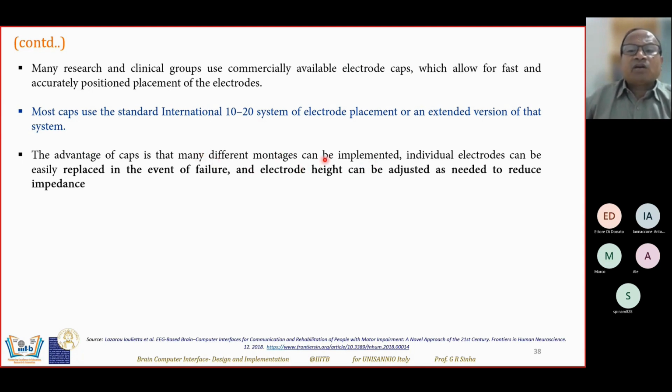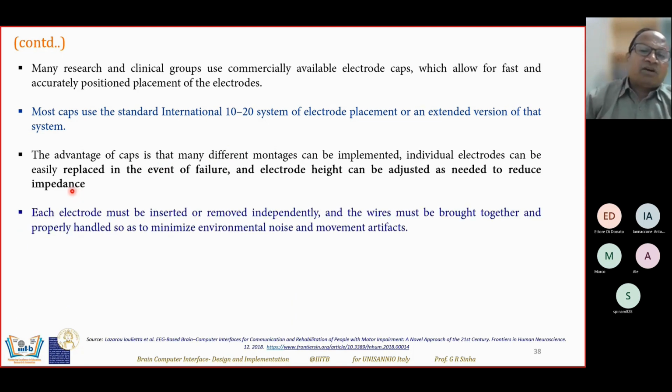There are different types of electrodes that can be inserted. If you want to use another type of electrode in the same slot, you can just change that. Electrodes can be easily replaced in the event of failure, right? Because you are wearing a cap, you can just change the electrode which is not responding properly, not giving the signal. Electrode height can be adjusted as needed to reduce the impedance.